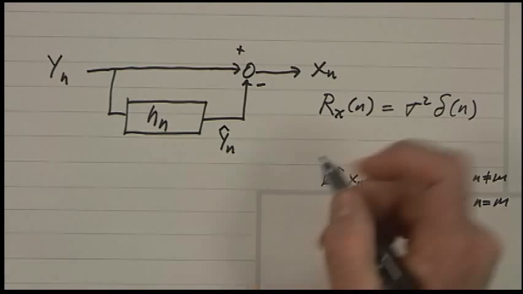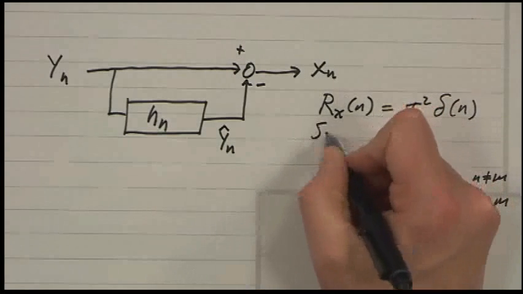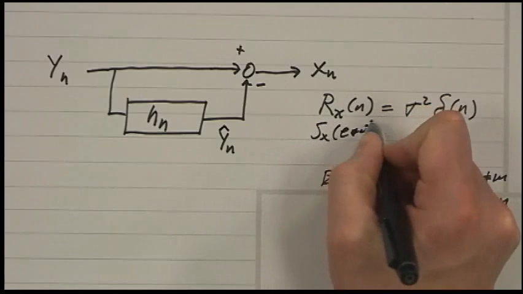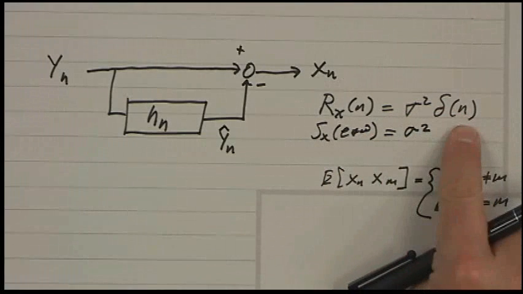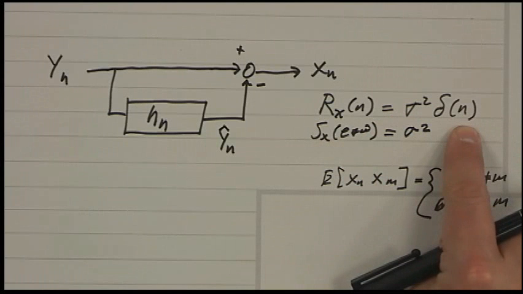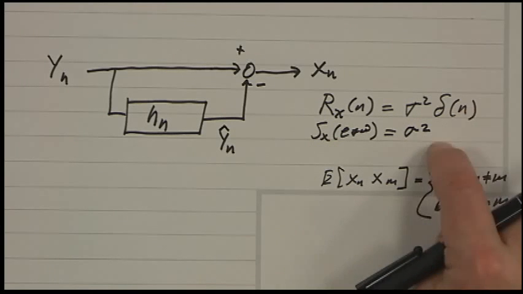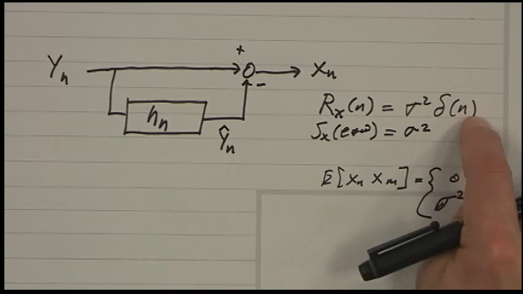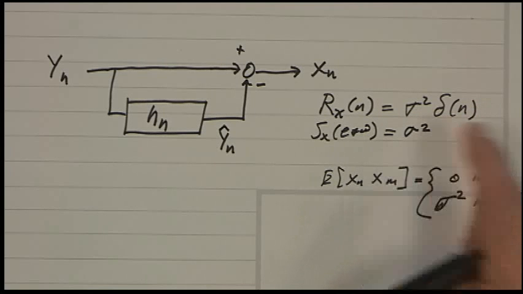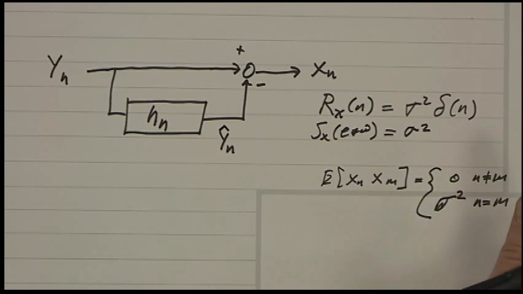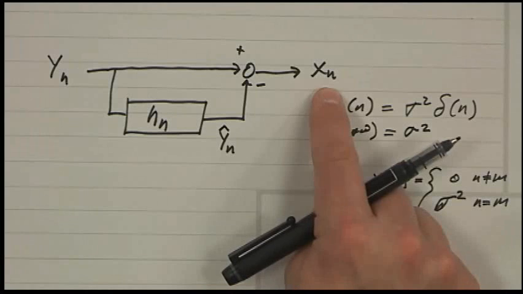So from here we see that the power spectrum S_x of e^{jω} is σ², because the Fourier transform of a delta function is 1. These are Fourier transform pairs, right? The Fourier transform of a delta function is 1, and this is times σ², so it's just σ². So this is white noise with variance σ².